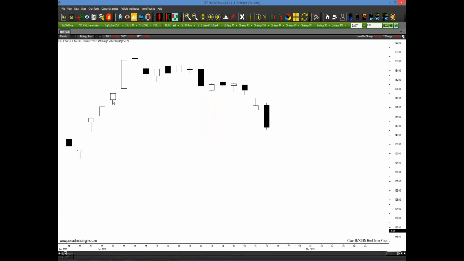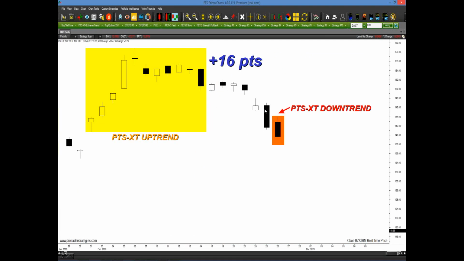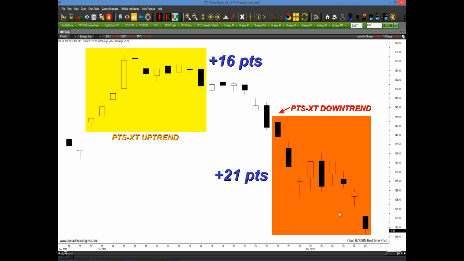Here's an example in IBM. Looks like it's rolling over, right? Well, if you clicked on the indicator tab, you would have seen that you had a nice uptrend set up right here. This was in the beginning of February. You could have taken advantage of 16 points to the upside. And then when it told you to get out, you would have avoided all of this altogether. And then guess what? Sell signal was generated at the end of February, and the stock fell 21 points, okay?